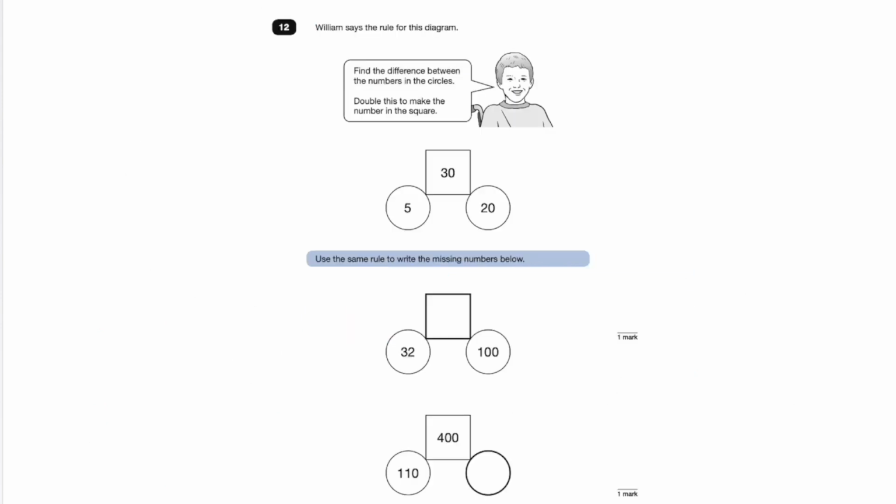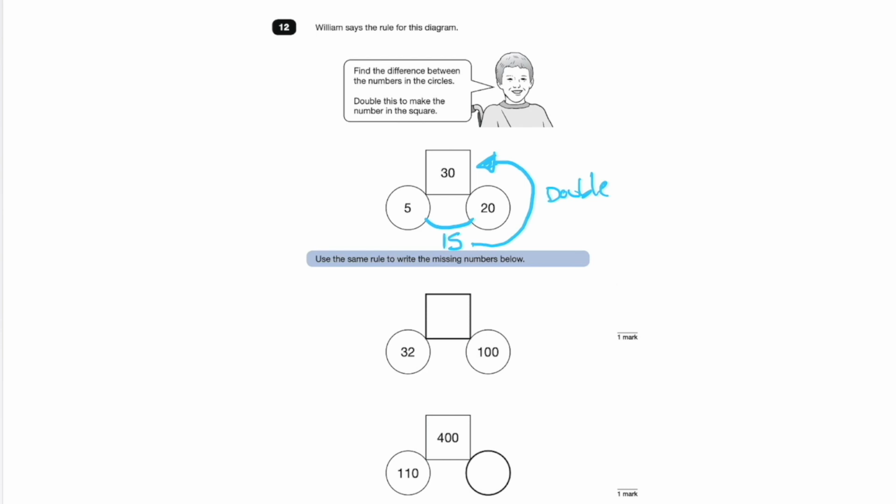Question 12 says, William says the rule for this diagram. Find the difference between the numbers in the circles. Double this to make the number in the square. And then it says use the same rule to write the missing numbers below. So finding the difference between the numbers in the circles, so the difference between 5 and 20 is obviously 15. And then double this to make the number in the square. So we will double that to get the number in the square.